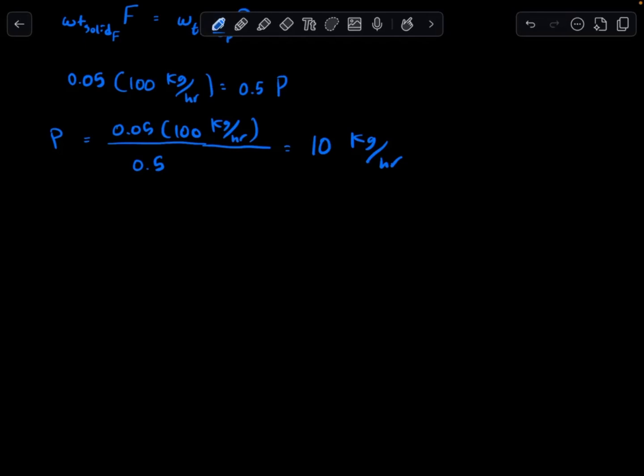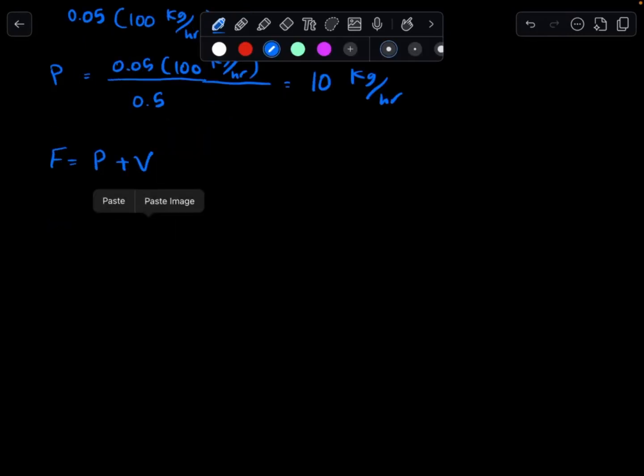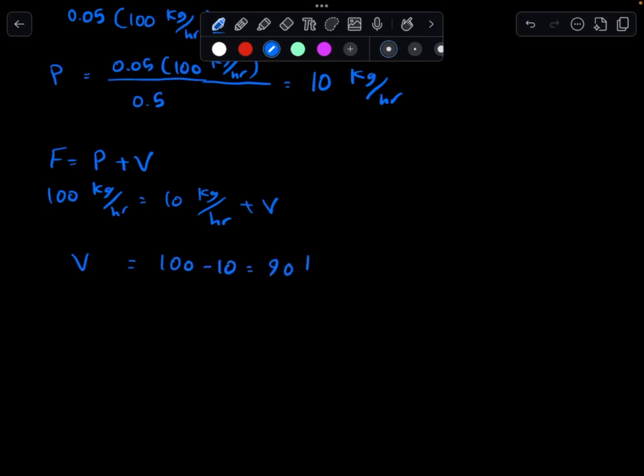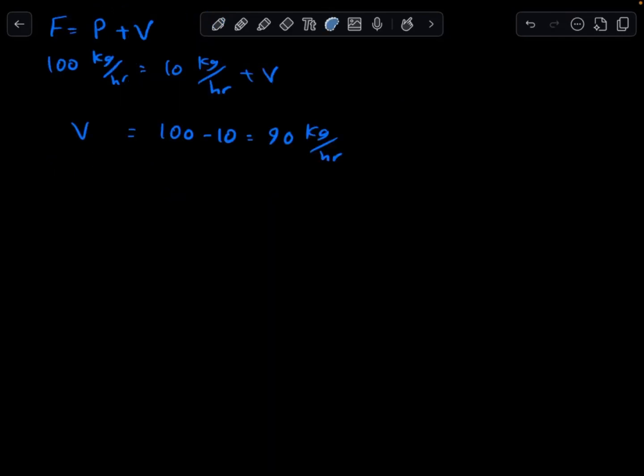And what I mean by that is, remember, feed equals product stream plus vapor stream. The feed is 100 kilograms per hour. The product stream is 10 kilograms per hour. We don't know the vapor stream, but we can solve for it now. Vapor equals 100 minus 10 equals 90 kilograms per hour. So now you know how much water vapor is coming out of your evaporator. Now that we have solved the vapor stream, we have solved the problem.